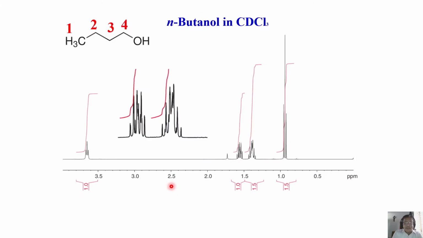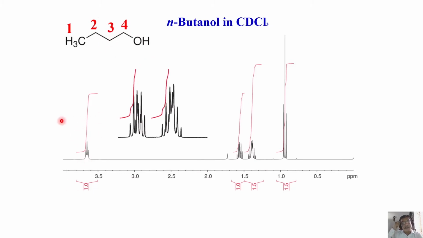Sometimes you come across a situation like this. It is a very simple molecule I have taken: CH3, CH2, CH2, CH2OH, n-butanol. It is done in CDCl3. The CH3 is a triplet because of this. This CH2 is a quartet and a triplet, a complex pattern somewhere here. And this CH2 is a triplet of a triplet because of these two somewhere here. And this is a triplet because of this one that is here.